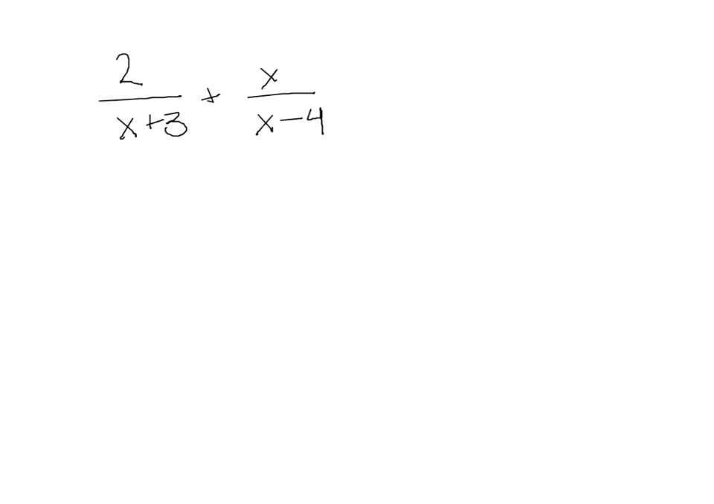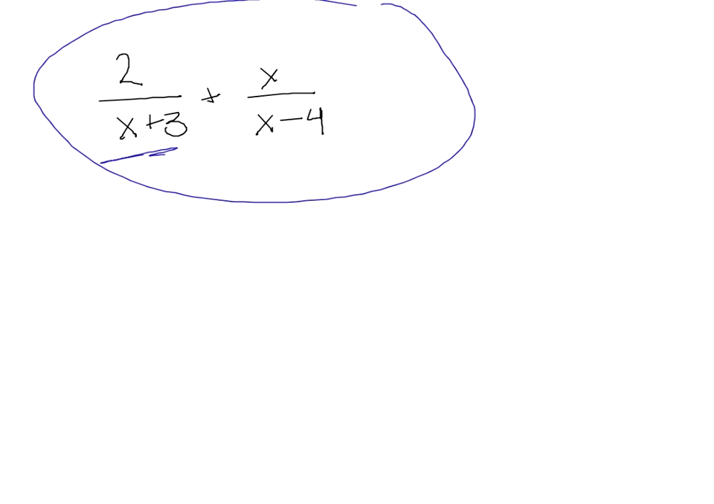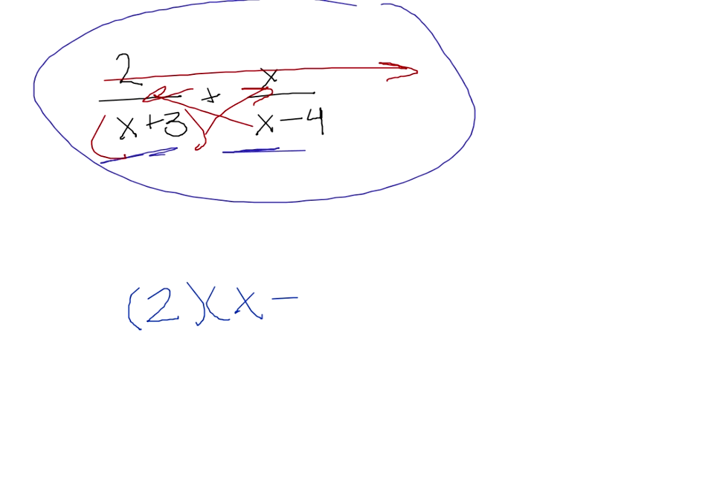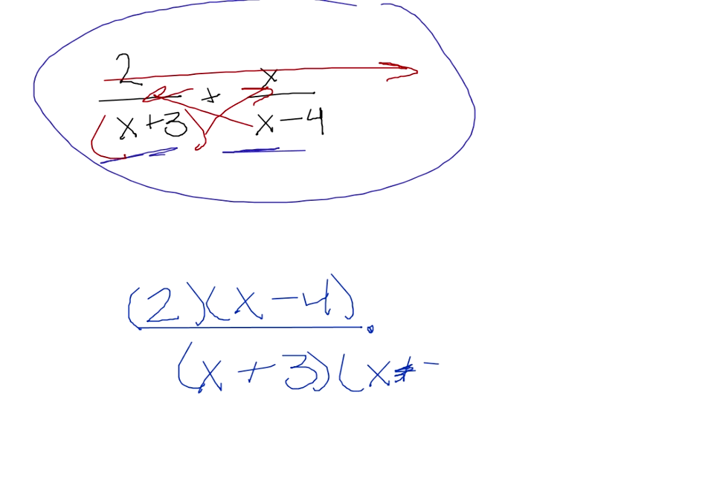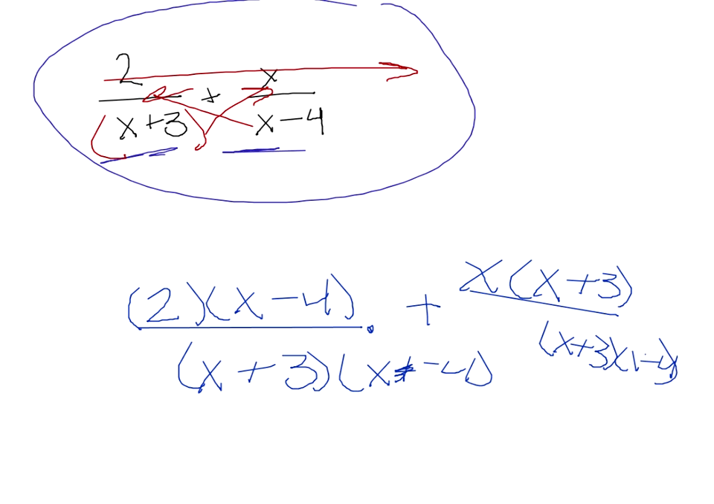All right, now we have adding rational expressions. So this is a fraction with some variables, and it works just like it does with numbers. We need a common denominator, and so the easiest thing to do is just take this up to the other side and then add across. So what happens is I'm going to get 2 times x minus 4 over x plus 3 times x minus 4. So multiply by x minus 4 over x minus 4. Repeat here, multiply x times x plus 3 over x plus 3 times x minus 4.